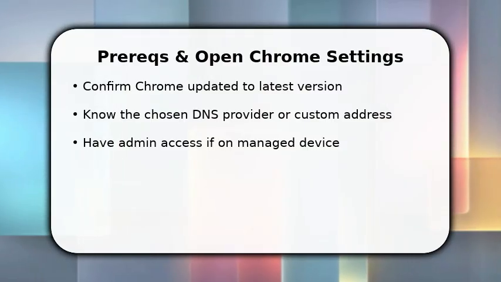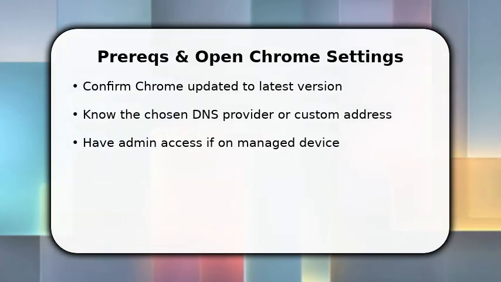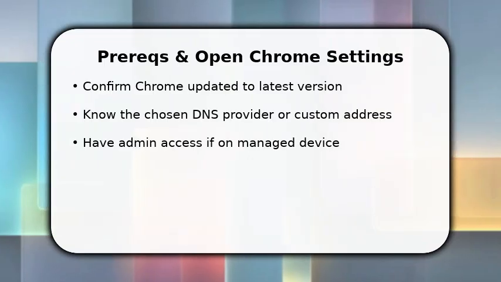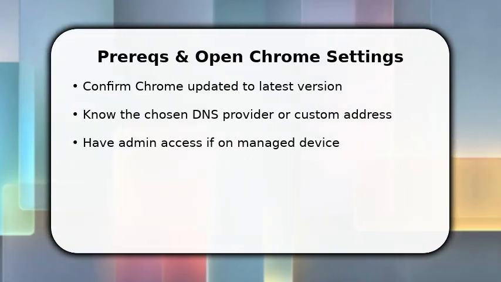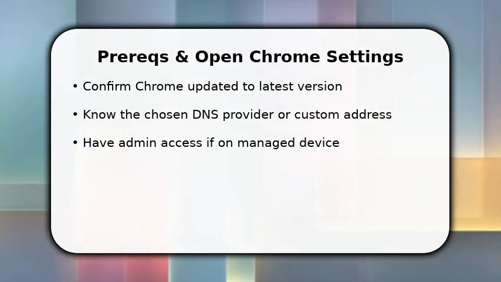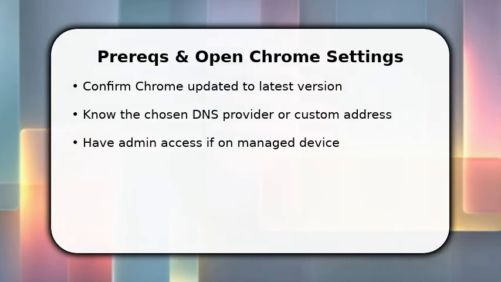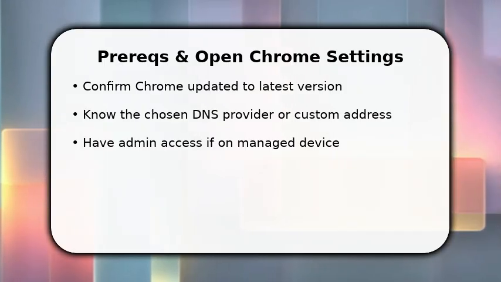You start by confirming prerequisites and opening Chrome settings so you don't waste time later. Make sure Chrome is up to date and that you know the DNS provider or custom resolver IP. This avoids backtracking. Open Chrome, click the three dots, choose Settings, then search for Security in the Settings box. Once done, scroll to the Security section.